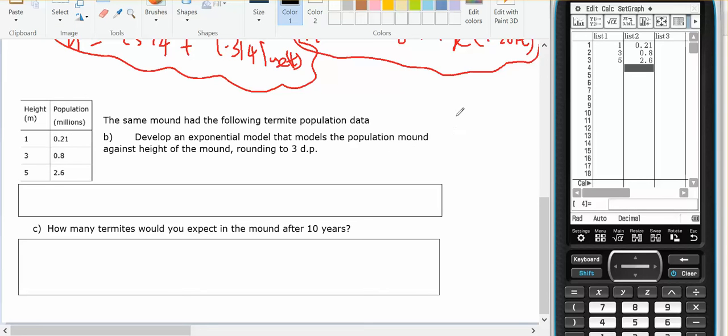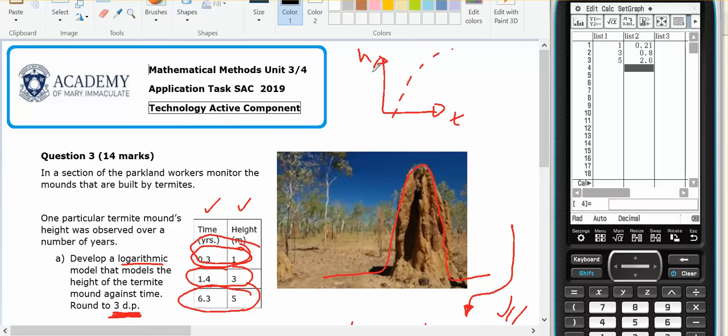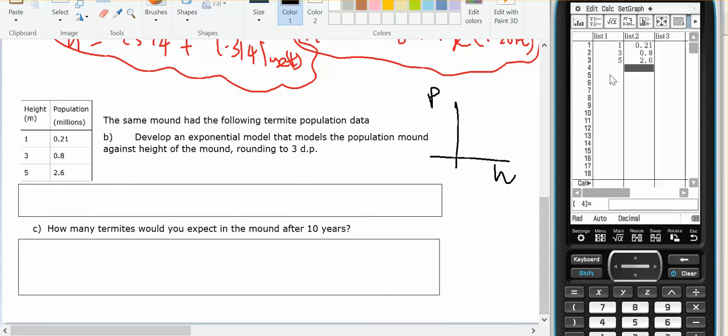I've now got population based on height. So height is now my independent variable, whereas height up here was my dependent variable. Okay, so I've rearranged that.